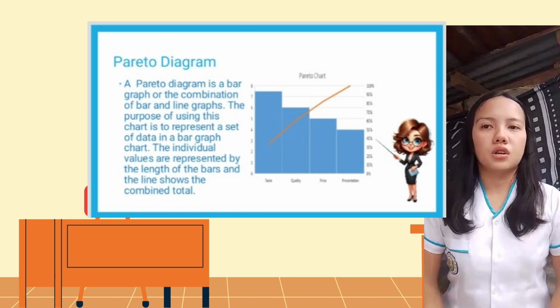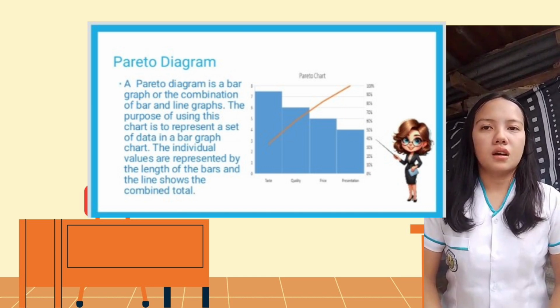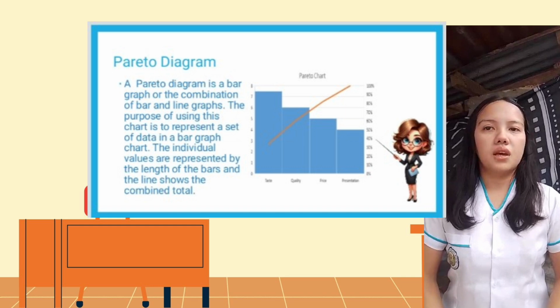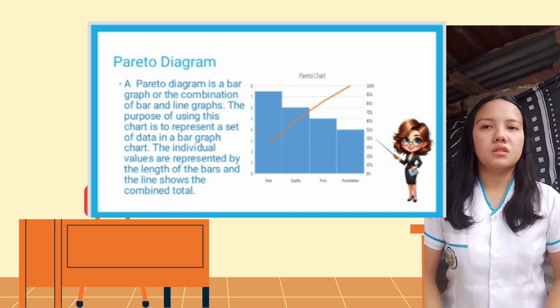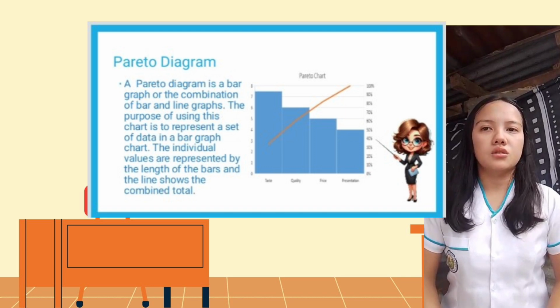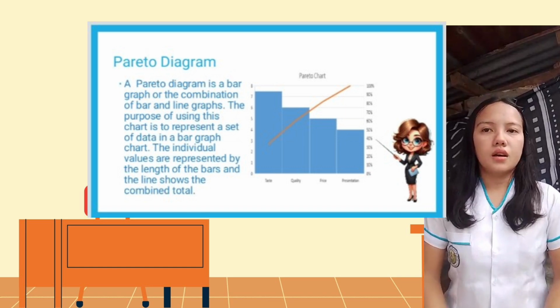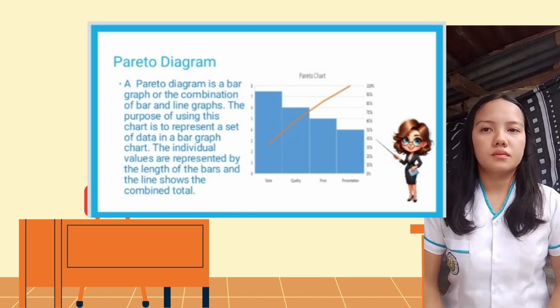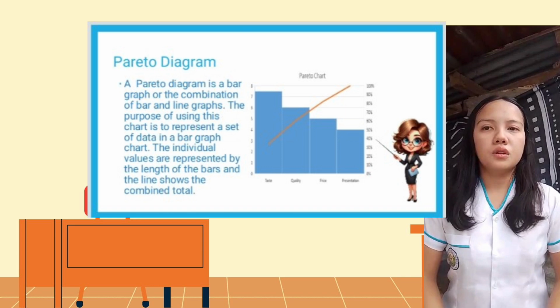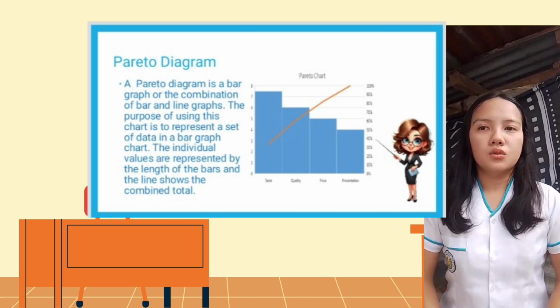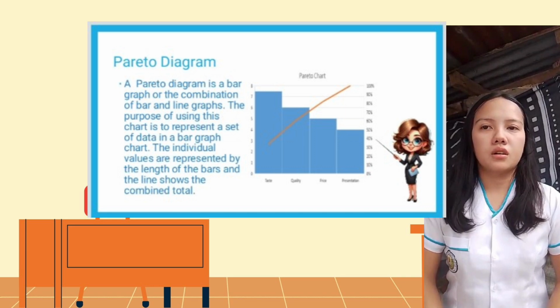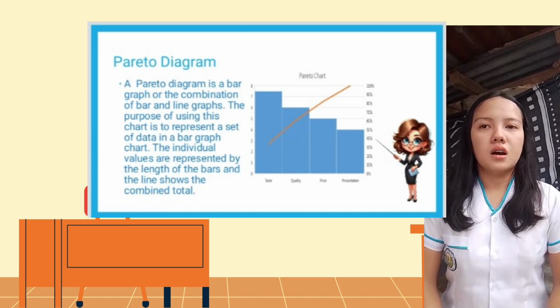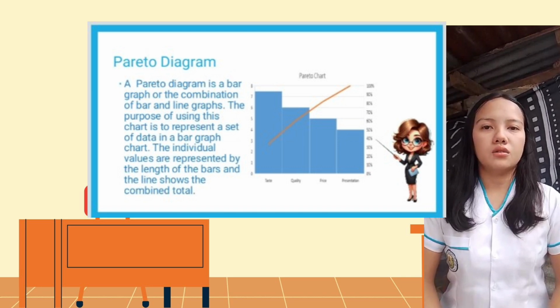So, how does it work? The bars represent the categories or factors being analyzed. Their heights represent the frequency or magnitude of each factor. The bars are usually arranged in descending order from the largest to the smallest. A cumulative frequency line is superimposed on top of the bar graph. This line shows the running total of the frequencies as you move from left to right across the bars.